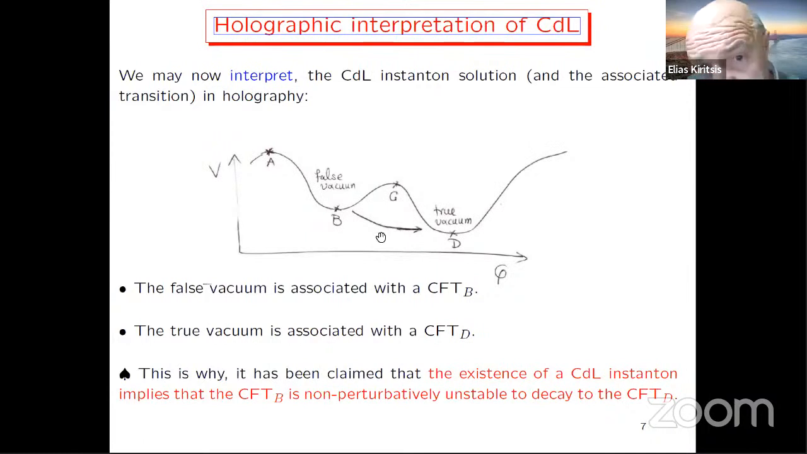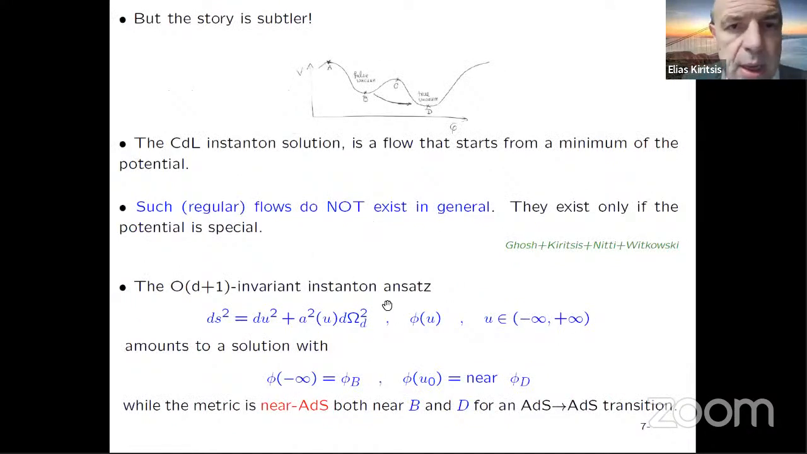And if I find such a solution, which is regular, then I have an instanton, and its dual interpretation would be that this CFT is non-perturbatively unstable to become the CFT D. So a CDL instanton is a solution where the flow starts at a minimum and ends at a minimum. And in general, we have shown, by studying the structure of general such scalar equations, that regular flows which start at a minimum and end at a minimum do not exist in general. They exist only if you fine-tune the potentials.